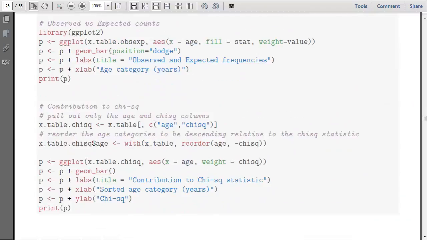We can do that using this line of code here. Okay, so first I'm going to create just a subset of our X table that has only 2 variables, the age and the chi-square. So I've subsetted the X table, and so the square brackets indicate the subset. Before the comma, I would indicate the rows. There's nothing there, so I'm going to use all rows, comma, and then which columns? The age and the chi-square columns. And notice here I'm referring to those columns by name rather than the numbers.